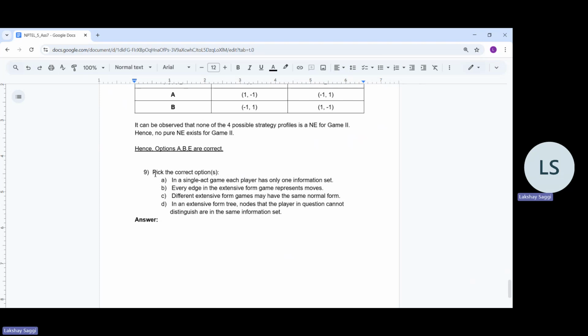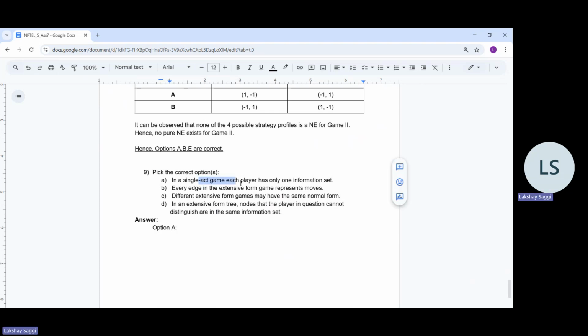So the ninth question says to pick the correct options, and there are four options. Option A is: in a single act game, each player has only one information set. So maybe we'll just go option by option. Again, these are theory questions only, but let's just do this option by option.